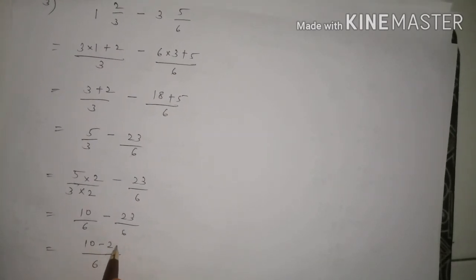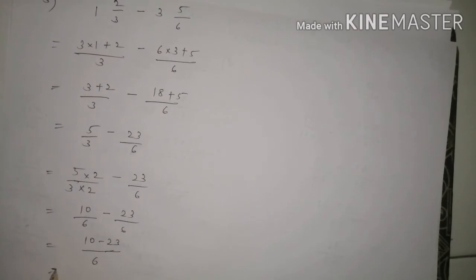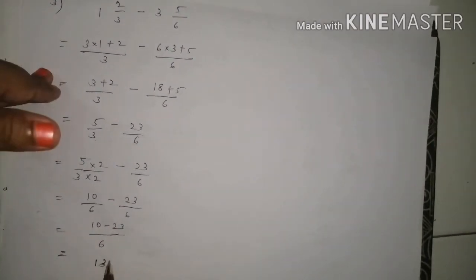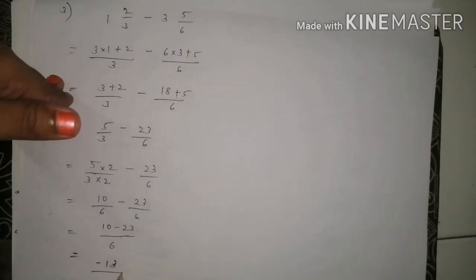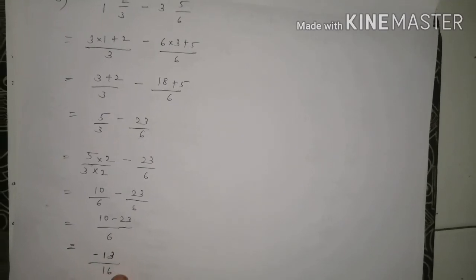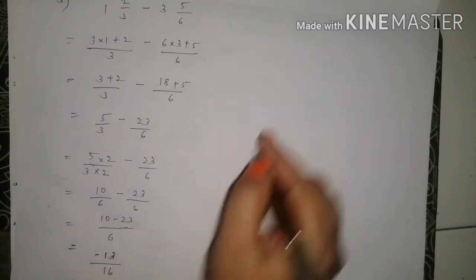Subtract the numerators. 10 can't be subtracted from 23, so 23 minus 10 will give you 13 and the sign of the greater number. 23 is greater, so it is 13 minus 6. It will not get reduced, so the final answer is minus 13 upon 6.